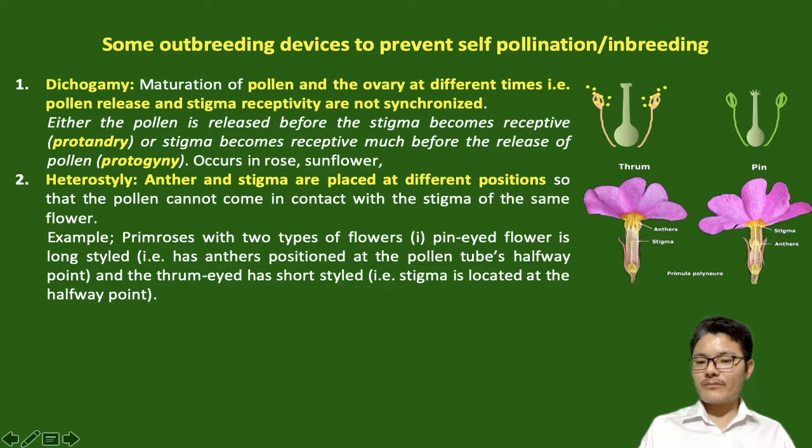But in the thrum flower, stigma is at the halfway point of the flower, and the anther is usually longer. Anther is usually placed far away from the stigma. Stigma is at the halfway point of the flower, which in a way avoids self-pollination and favors cross-pollination.